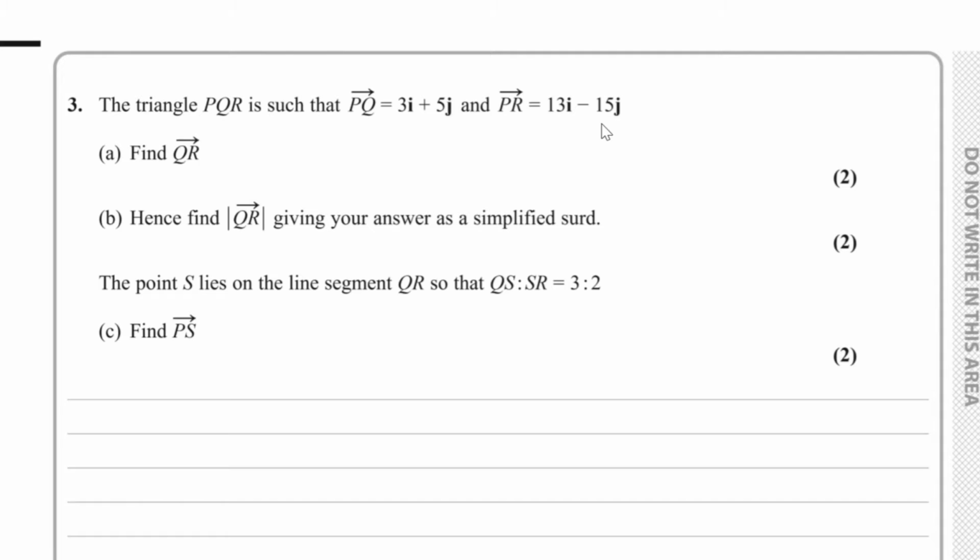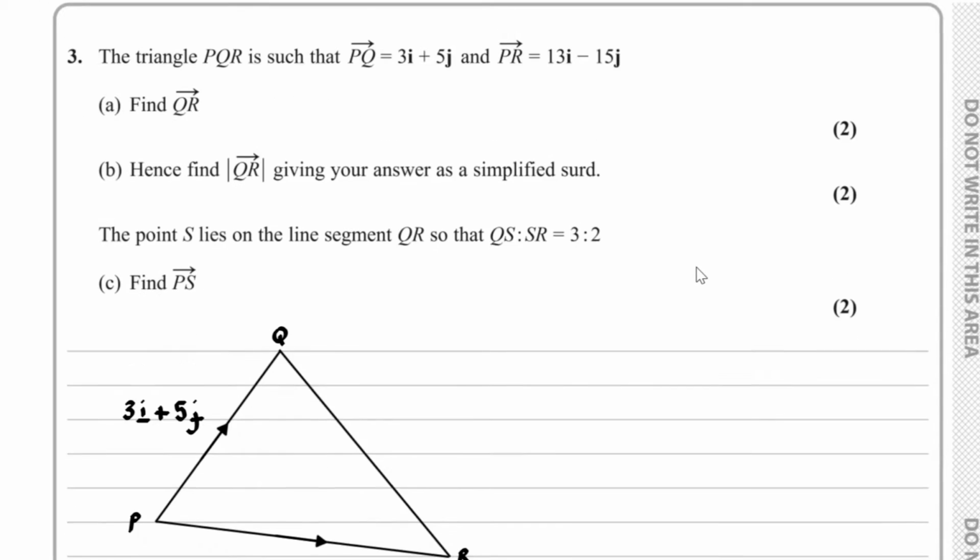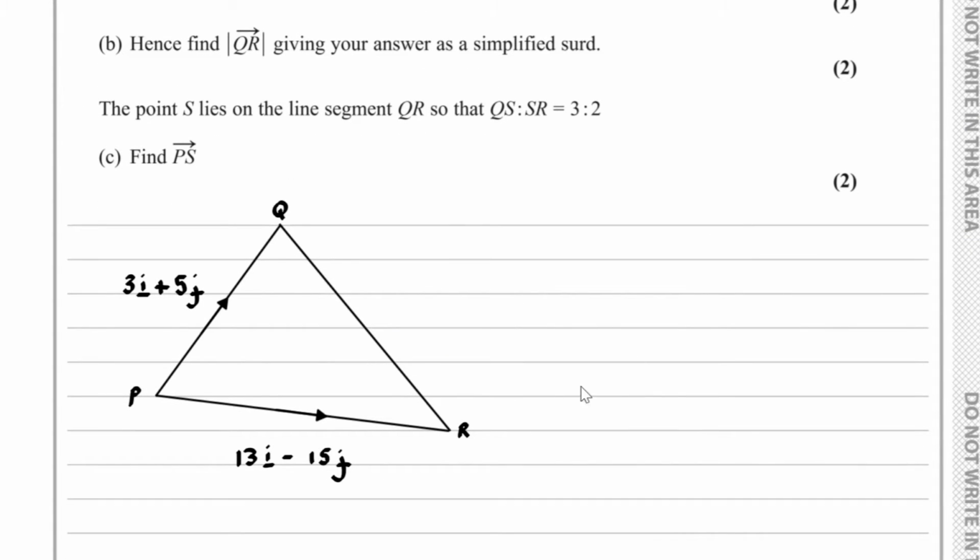Question number 3. The triangle PQR is such that PQ is equal to 3i plus 5j and PR is equal to 13i subtract 15j. For part A we have to find QR. Well, we begin with a diagram illustrating what we know so far. We've got PQ and PR, and we need to find out QR.